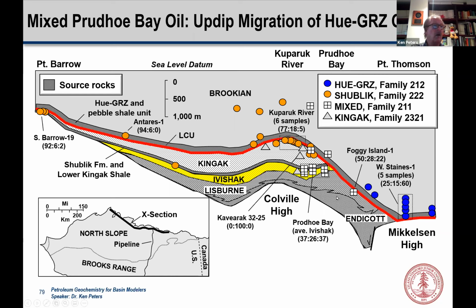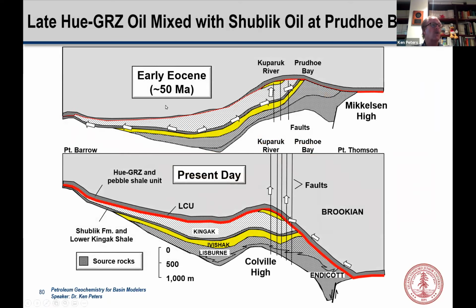So we can back the model up in time, and this is what the model looked like in the early Eocene. At that time, the Shublik formation, which is right here, was thermally mature because this is like a giant tilting set of sediments. The Shublik was thermally mature and generated hydrocarbons that migrated up dip into the Kuparuk River and also into the Ivishak sand here. And they were trapped underneath the Lower Cretaceous unconformity here at Prudhoe Bay.